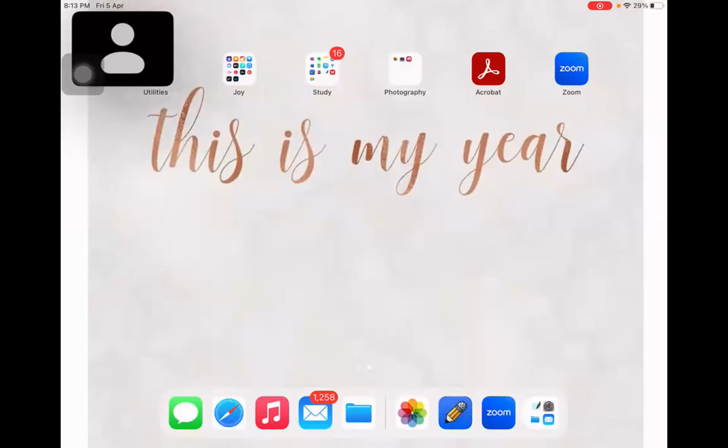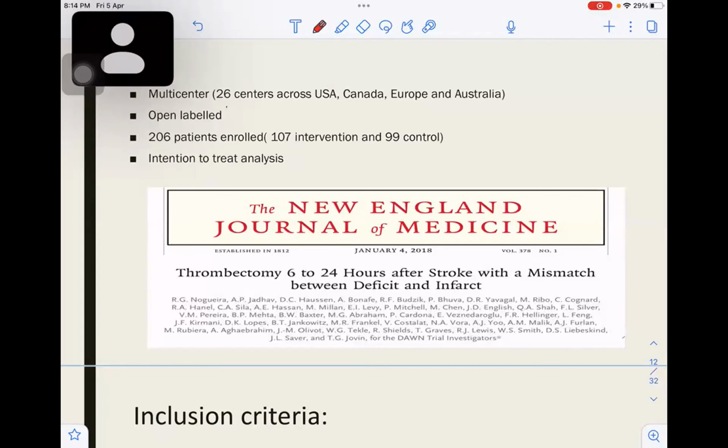This was discussed in our last journal club. In intention to treat analysis, once the patient is randomized, they will always be analyzed at the end. In this case, how many people were randomized? 206 patients were randomized. So when they analyze the results, all 206 patients will be analyzed, no matter whether they were there till the end of the study or not.